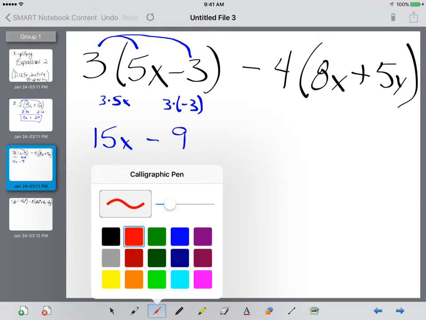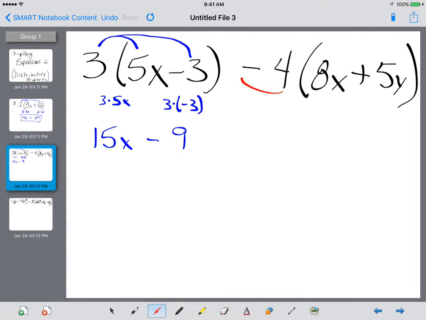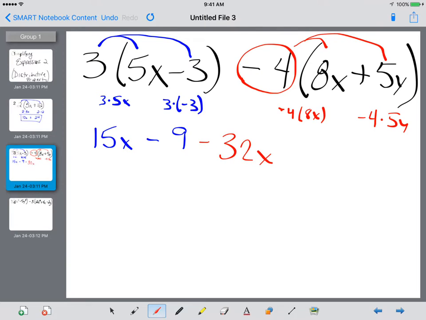And now on the other side here, I've got to take this whole negative 4. That sign is attached to the 4. And distribute it to both terms inside here. So we get negative 4 times 8x. And then we got negative 4 times 5y. Well, here we get minus 32x minus 20y.